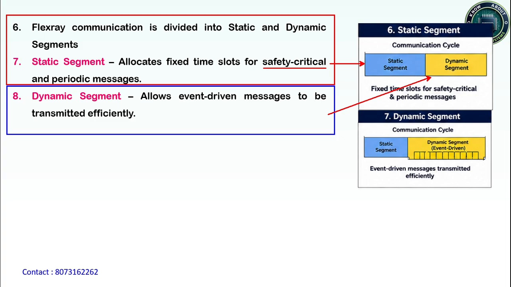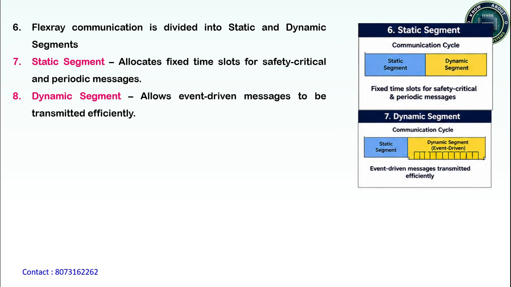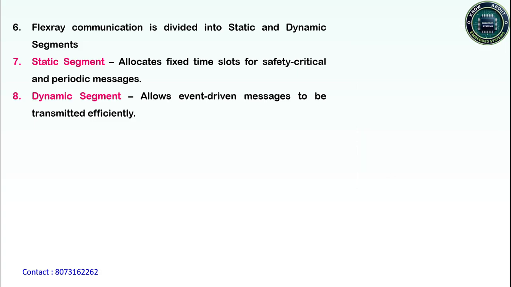And a dynamic segment means based on the event. For example, if your wheel speed is going more than 100 kph, we will transmit one warning message. Like that, these are all called dynamic messages. Based on the event, we will transmit different messages. So this is one more big advantage with FlexRay. We will have both static and dynamic message transmission.